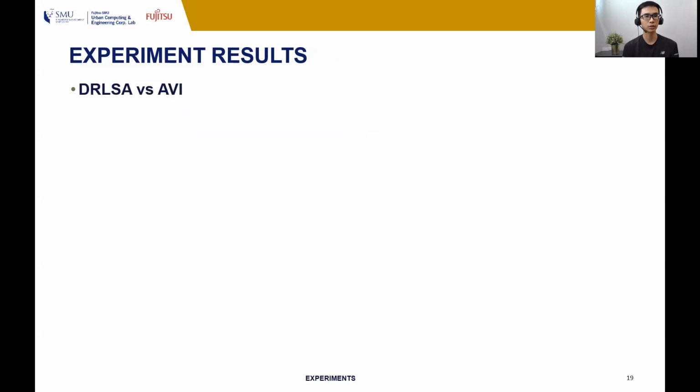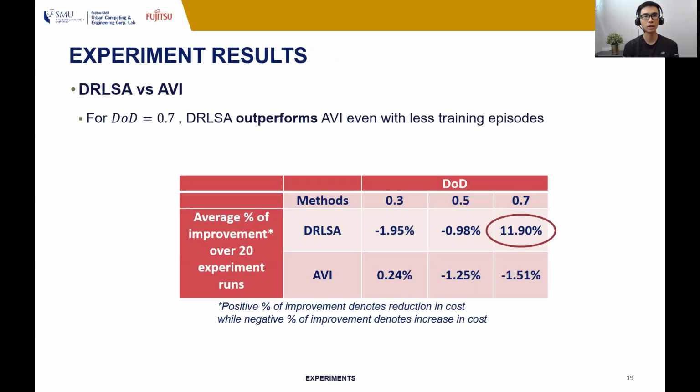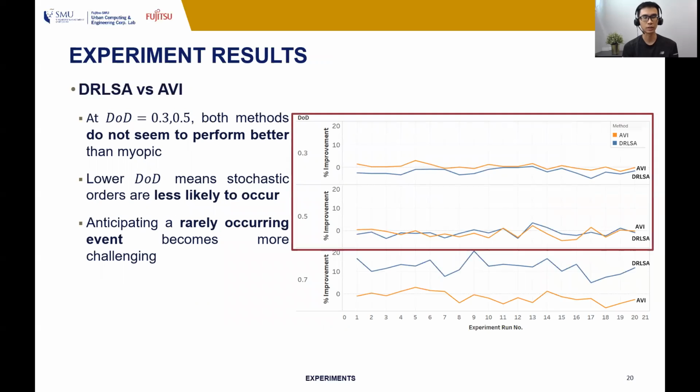In the experimental results, first we compare against AVI. Here, when the degree of dynamism, DOD, is equal to 0.7, DRSA outperforms AVI even with fewer training episodes. But when the DOD goes to 0.5 or below, DRSA performs poorly, and this is consistent for both methods. For a DOD of 0.5 or less, both methods do not seem to perform better than myopic. We can infer that a lower DOD means that stochastic orders are less likely to occur, such that it is very challenging to anticipate a rarely occurring event.